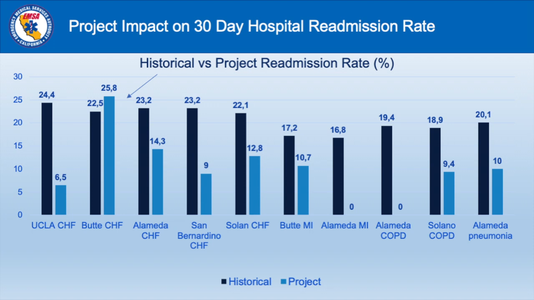So this is just a quick chart. You will see here, the light blue color is the results of the pilot project, and the black is the historical readmission rates from the hospitals prior to the pilot. As you will notice, where the arrow points in what we call Butte County, their congestive heart failure patient readmission rate actually went up.